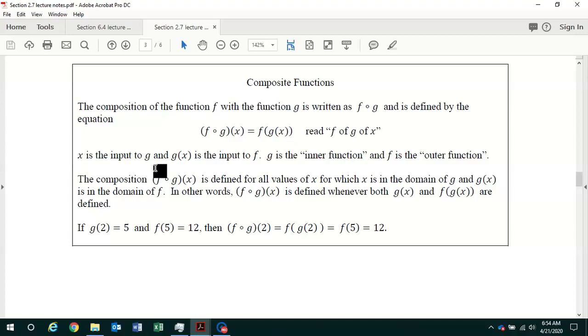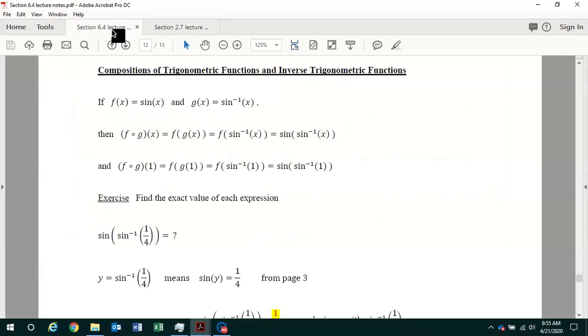X is the input to the function g, and then g of x in turn is the input to the function f. G is called the inner function because it's inside of f, and f is called the outer function because it contains the function g. So we're going to do some compositions with trig functions and their inverses.